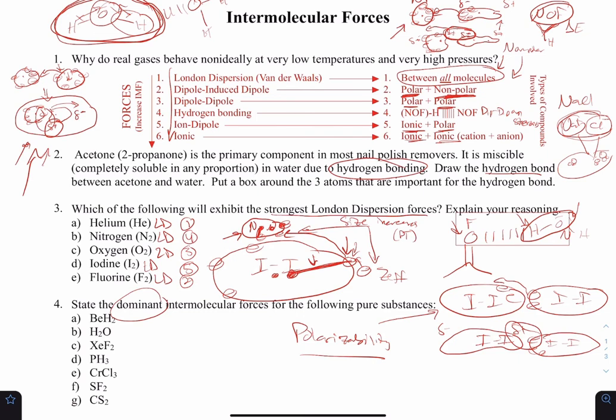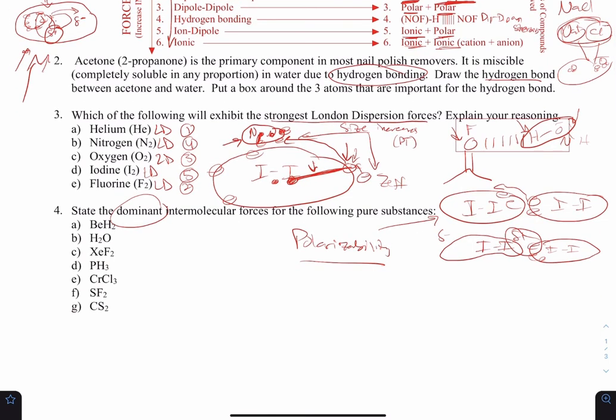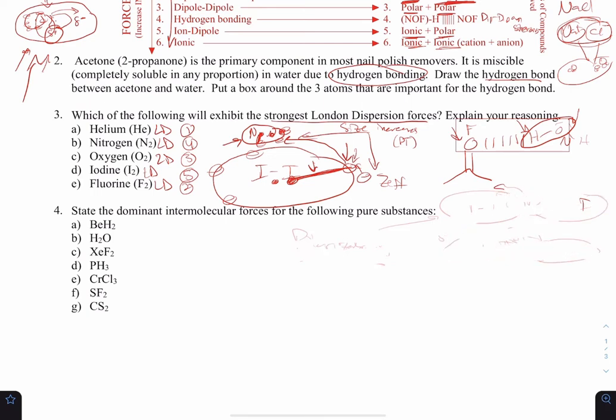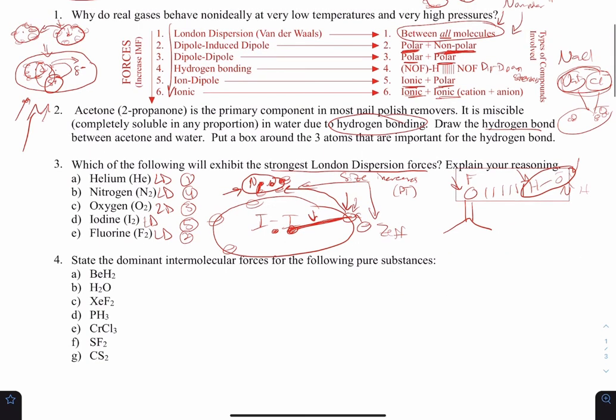All right, number 4. Number 4 says state the dominant intermolecular force, meaning the most overwhelming intermolecular force that causes most of its behavior. When we're doing that, what we're really looking at is this list here. This list tells us the order of increasing intermolecular forces. So if I find that there's a dipole, if it's a polar molecule, and there's nothing else further down, then it's going to be dipole. Even though there are London dispersion forces there, I'm only going to list dipole.